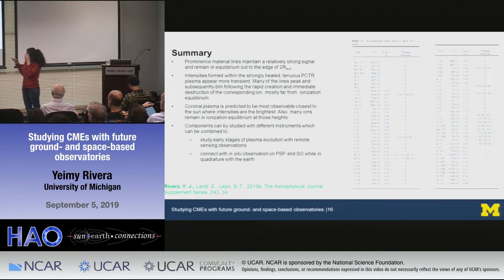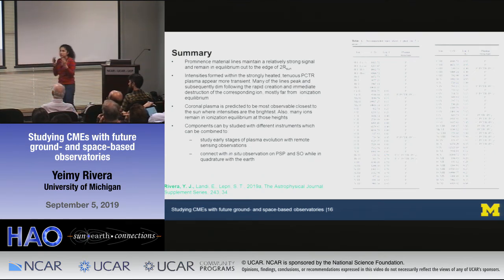And so all of these components that we looked at can be studied with different instruments. Theoretically, you can combine all the observations from these different instruments to study CME plasma. And if you're really lucky to observe a CME at the sun and also have it be observed by Parker Solar Probe and Solar Orbiter in the heliosphere, you can also connect some of those observations to in situ properties of the plasma.